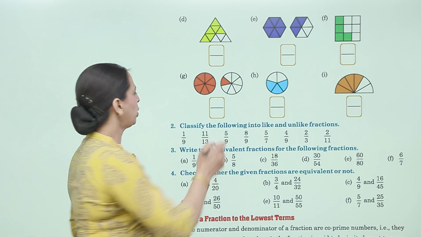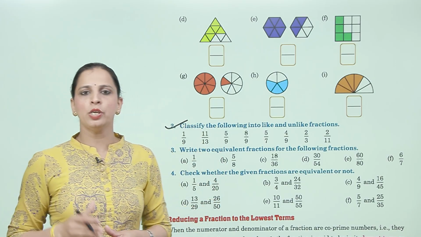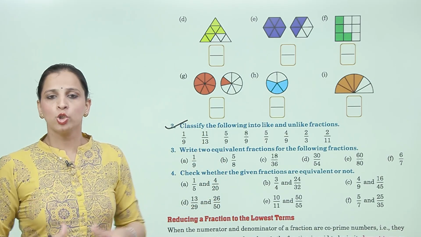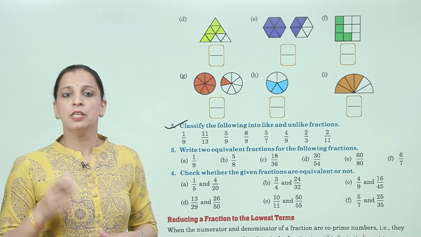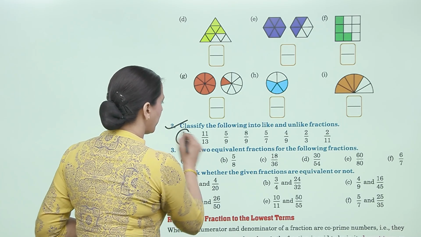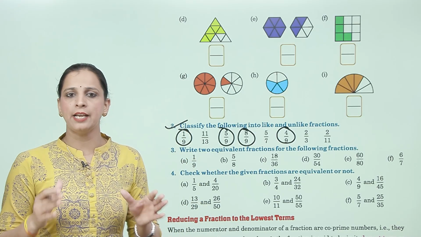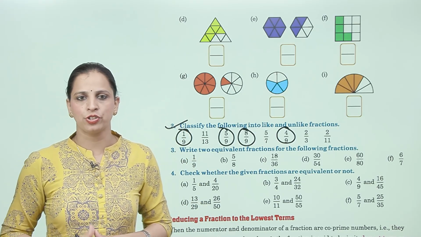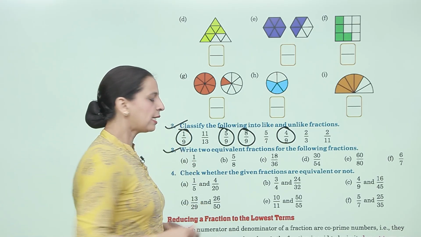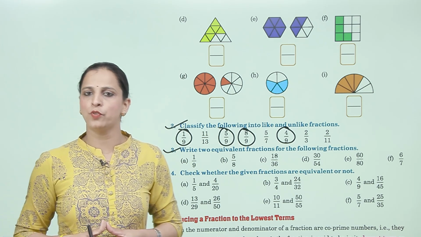Now next, question number 2, classify the following into like and unlike fractions. So like fractions are those which have common denominators. So 1 by 9, 5 by 9, 8 by 9, 4 by 9 are like fractions and the rest are unlike fractions.